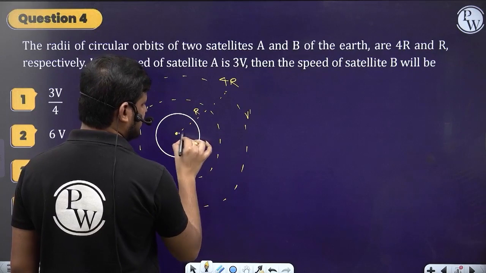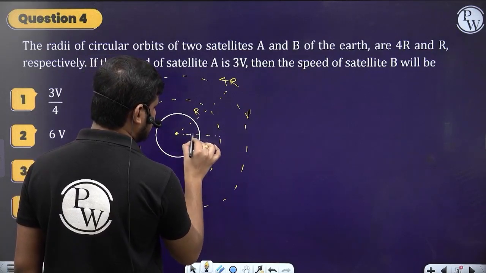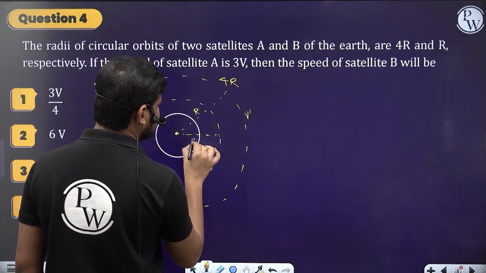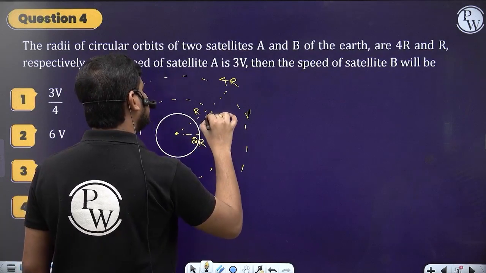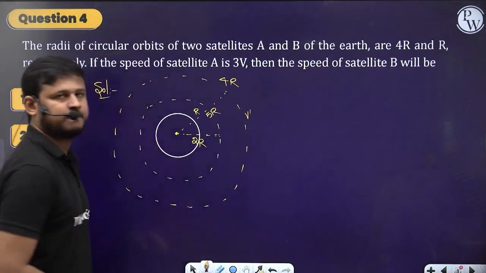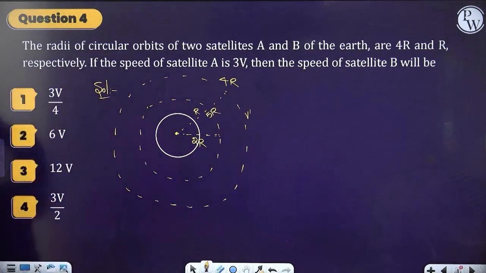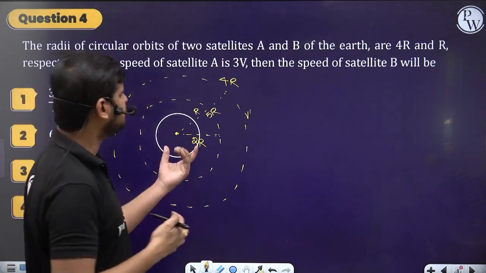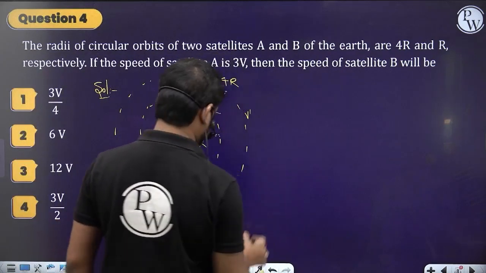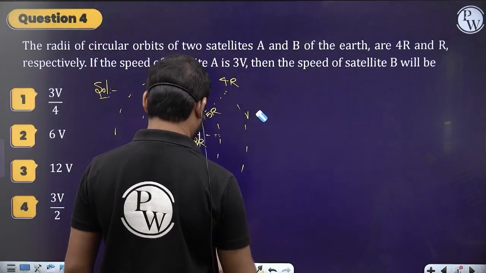5r. So for the second one, this total distance will be r plus r. This will be 2r and this distance will be total 5r. Okay, now you can do the calculations easily. Do the calculations. See, simple thing, right? So let's write, let it be the velocity of B.